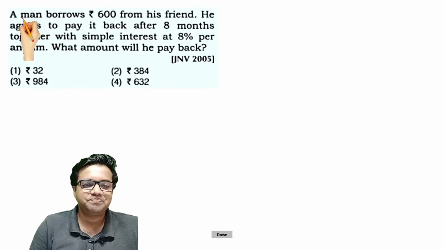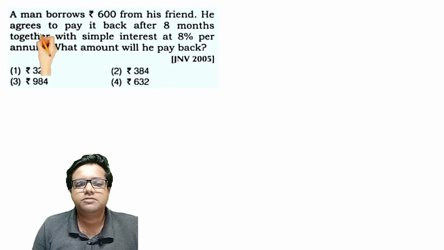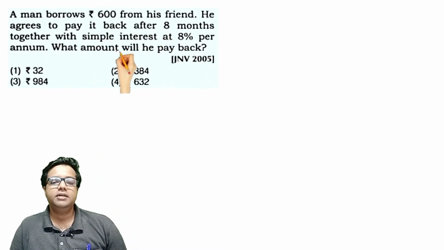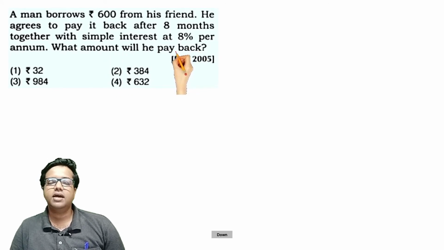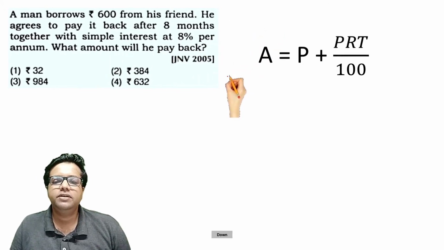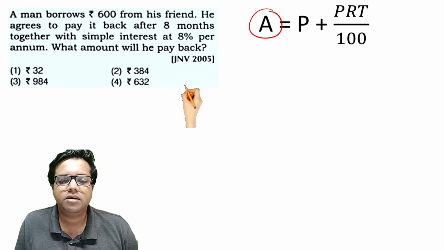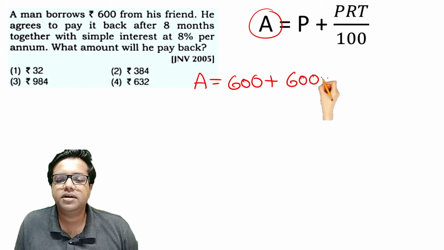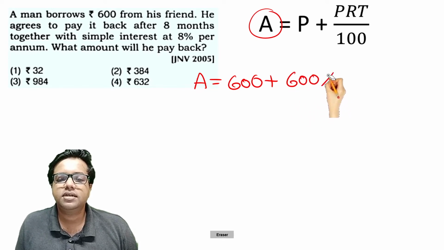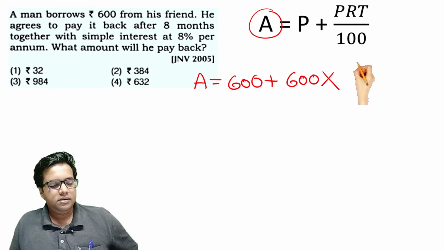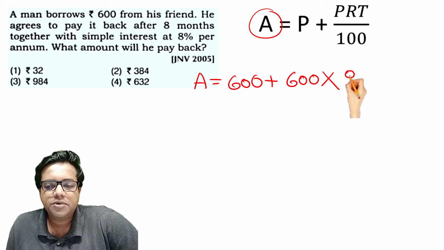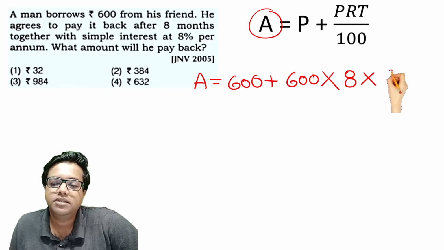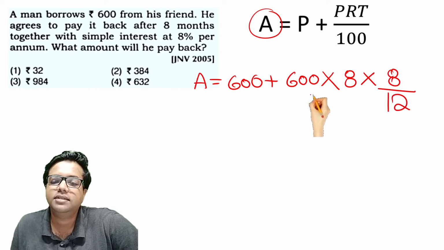Okay, let's move ahead. A man borrows 600 from his friend. He agrees to pay it back after 8 months together with simple interest at 8% per annum. What amount should he pay back? So we need to find the amount, and we know the formula for amount. So amount will be equal to, principal is 600 plus, so simple interest will be 600 into 8 per annum. But we are given the time in terms of what? In terms of months. So you need to write it in terms of months like this.